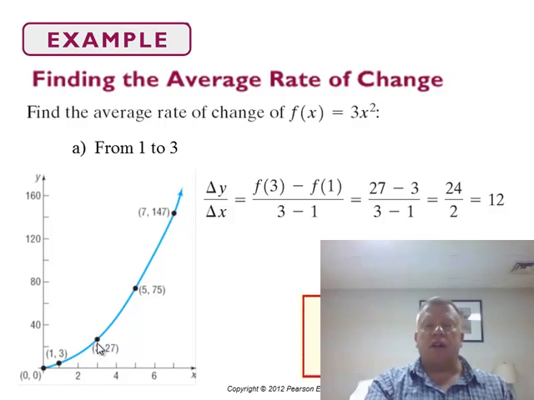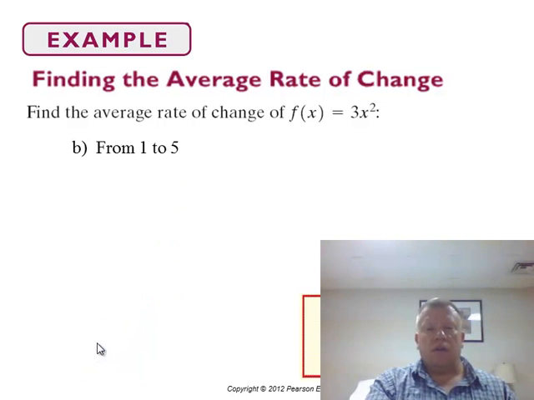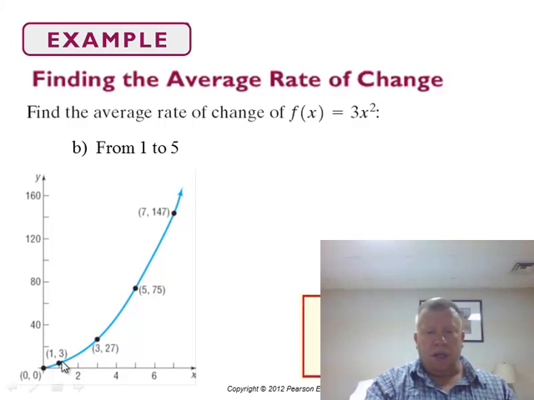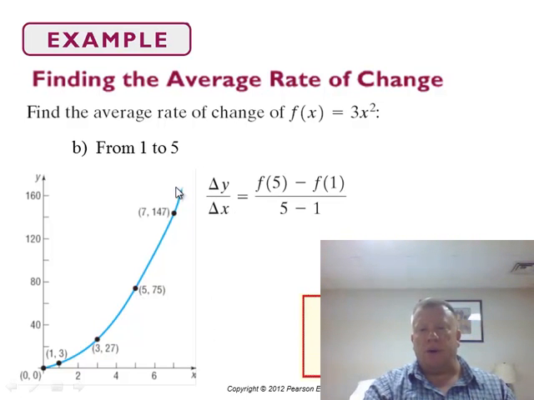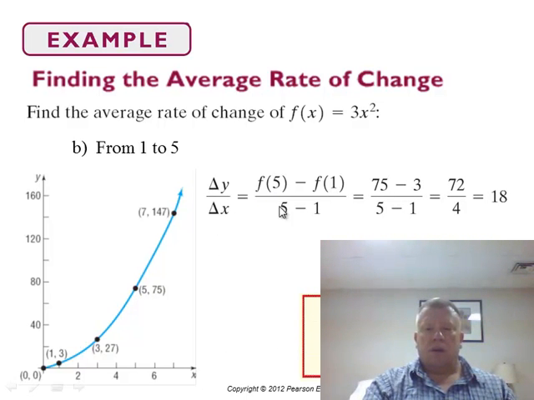So once you understand how to do this, you can calculate rate of change between any 2 values of x. All right, so between 1 and 5, so it'll be between this point here and this point there. F of 5 minus f of 1 over 5 minus 1. You know what to do. Plug in the numbers. F of 5 is 75. F of 1 is 3. 75 minus 3 is 72, divided by 5 minus 1, which is 4. 72 divided by 4 is 18. So 18 is going to be the average rate of change.